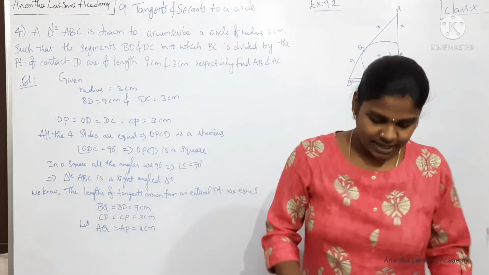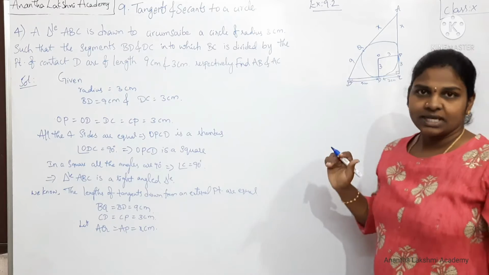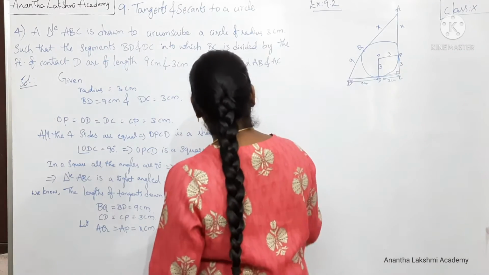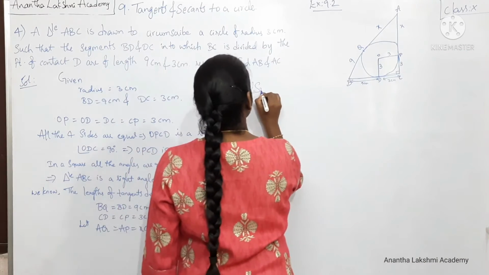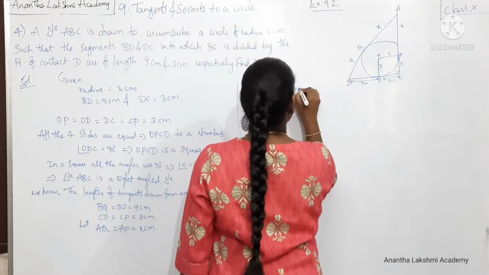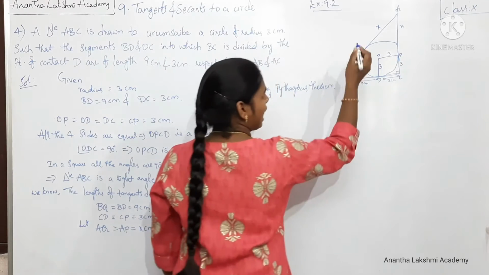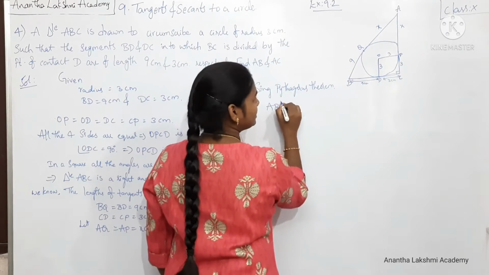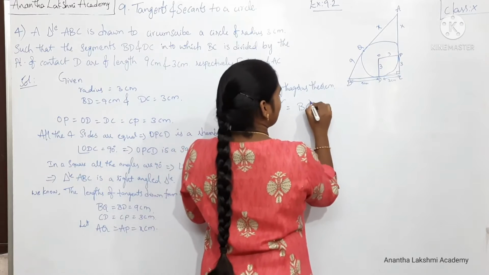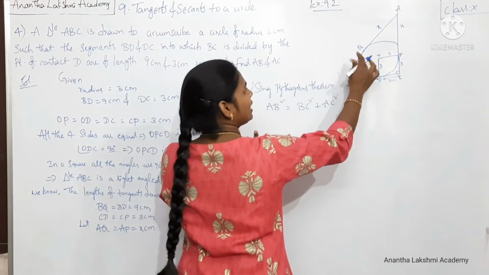From the right angled triangle, if we are to figure out any side, how do we do that? Using Pythagoras theorem, right? What does it say? Hypotenuse square, AB square, is equal to BC square plus AC square. What is AB square?